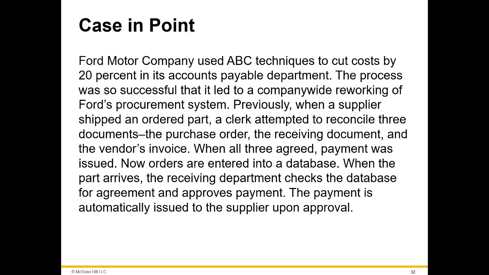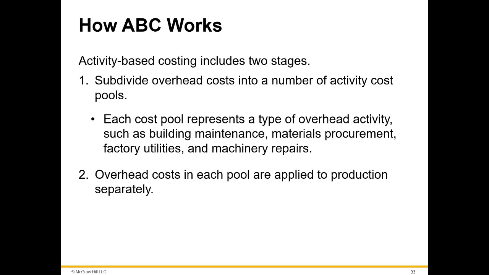Well, here's an example of Ford, and they were able to use ABC techniques to cut costs, and that ended up changing the procedure of how they paid their payables to their suppliers. But how ABC works is we take overhead costs and we divide them into a number of activity cost pools. Each cost pool represents a type of overhead activity, such as building maintenance, materials procurement, factory utilities, and machinery repairs. And overhead costs in each of these pools are applied to the production separately.